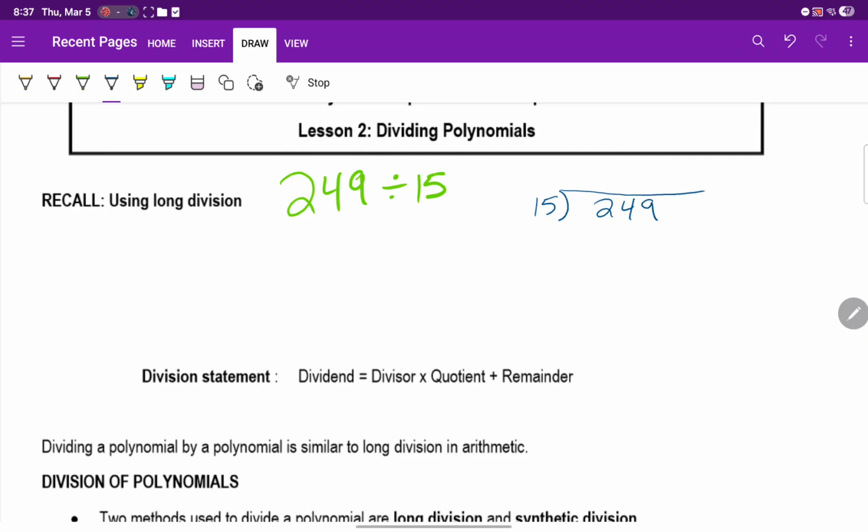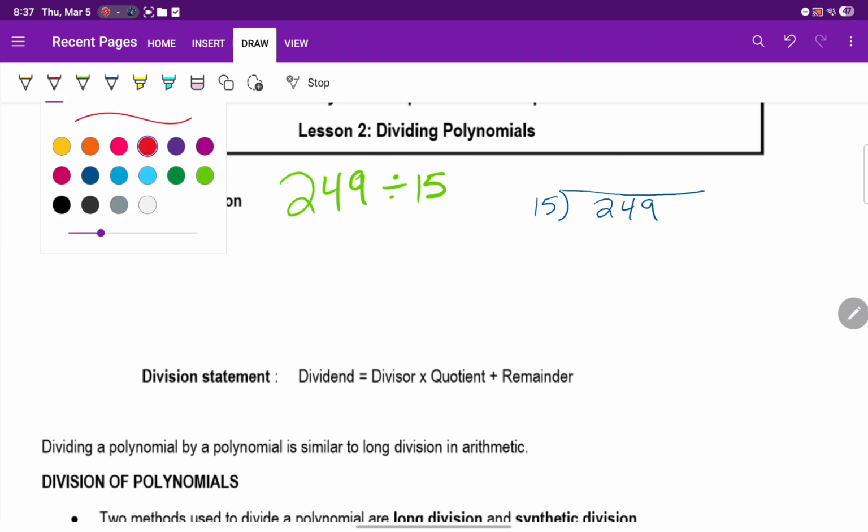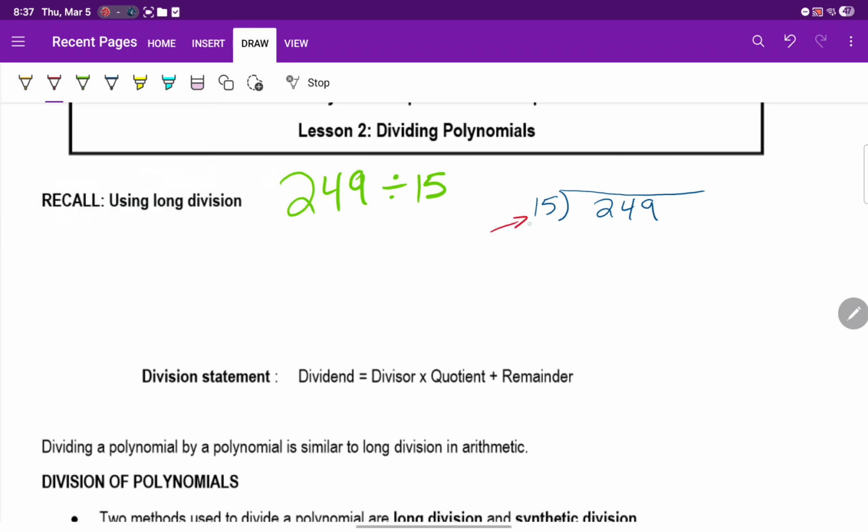Okay, now each of these numbers has a definition, or a name, okay? So for example, 15, this is known as our divisor. This is what we're dividing by. We also have 249. This is our dividend. And then we're going to have the number that we're going to put up here, which is going to be our quotient. Okay, and so you see all those names down here.